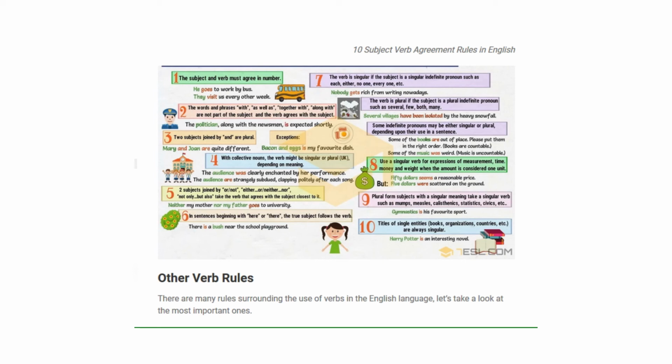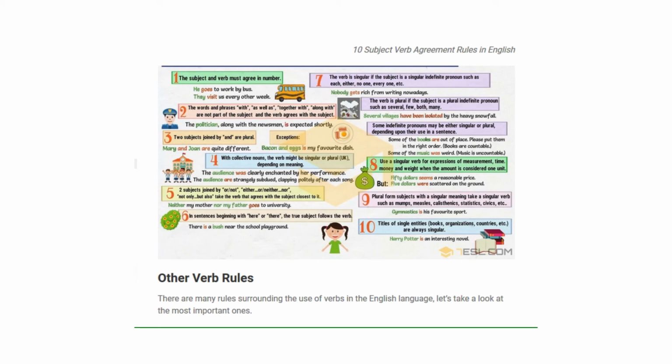Music is uncountable. Number 8, use a singular verb for expressions of measurement, time, money, and weight, when the amount is considered one unit. $50 seems a reasonable price. $5 were scattered on the ground.